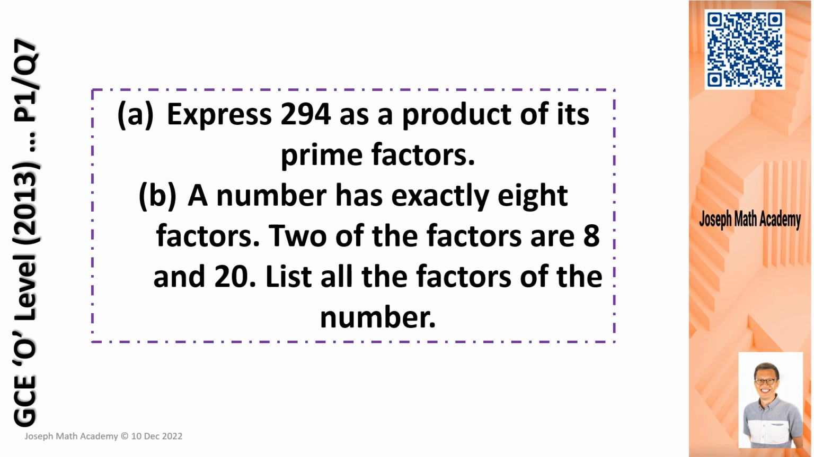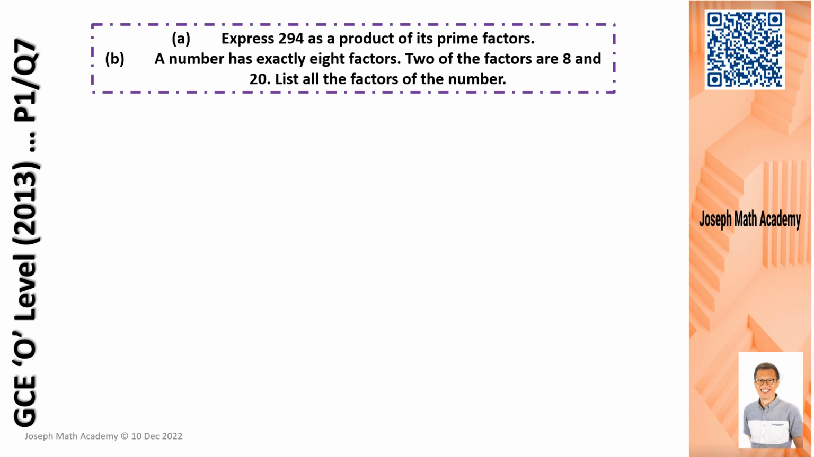A. Express 294 as a product of its prime factors. B. A number has exactly 8 factors. 2 of the factors are 8 and 20. List all the factors of the number. Let's begin. Paper 1, question 7 of 2013. Question A. Expressing 294 as a product of its prime factors.